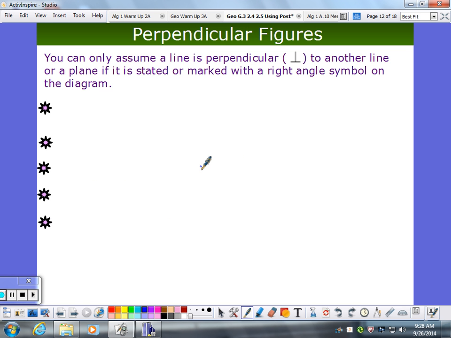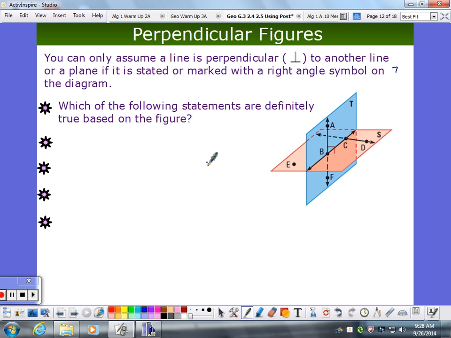Alrighty. Perpendicular figures. Now we move on to the next little topic here. You can only assume a line is perpendicular to another line or plane if it's stated or marked with a right angle symbol on the diagram. That's that little box. So we're looking at this kind of 3D figure here. It might be easier to look on the board because it's colored to actually see the 3D-ness of it. Which of the following statements are definitely true? So maybe that gets back to what Amy, you were asking before. They're definitely true. It's true all the time based on the figure.